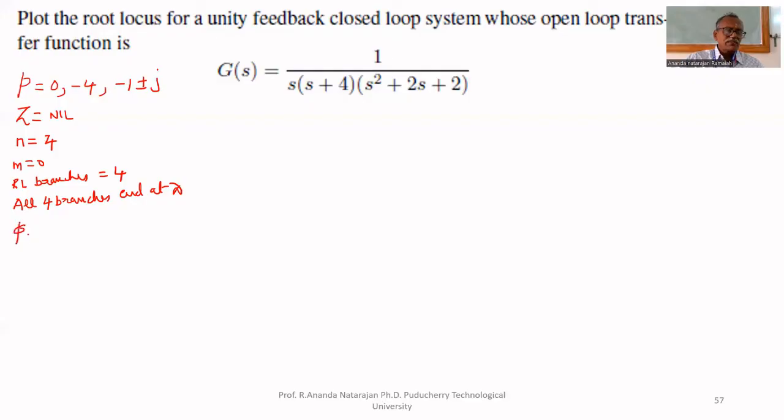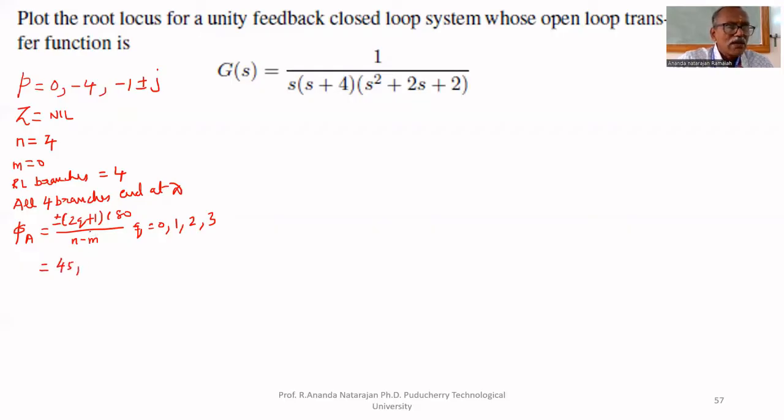We have to find phi A equal to (2q plus 1) multiplied by 180 divided by (n minus m), for q equal to 0, 1, 2, 3, because 4 branches end at infinity. When q equal to 0, n minus m equal to 4, so 180 divided by 4 equal to 45. That is equal to 45.